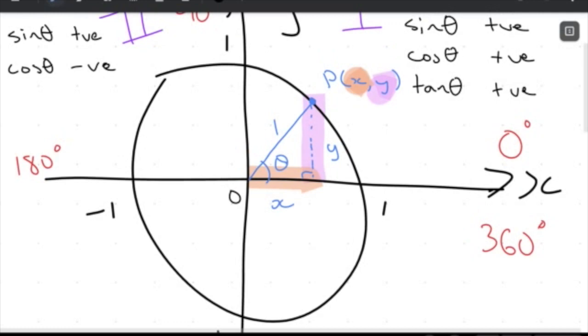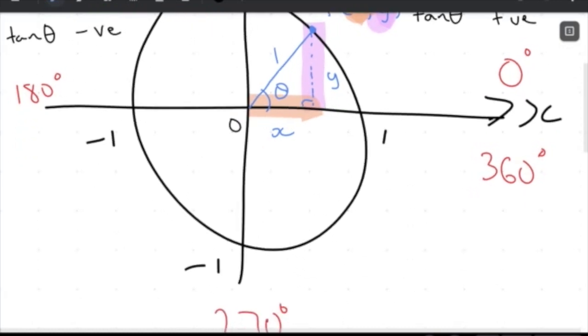And my tan theta is going to be y over x, or sine theta over cos theta. A positive number over a negative number as a fraction is going to give me a negative number, because when you divide a positive by a negative, it gives me a negative.